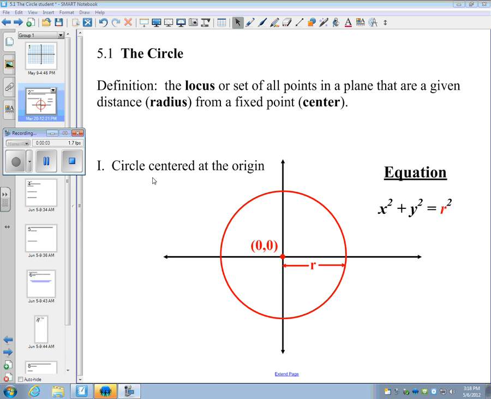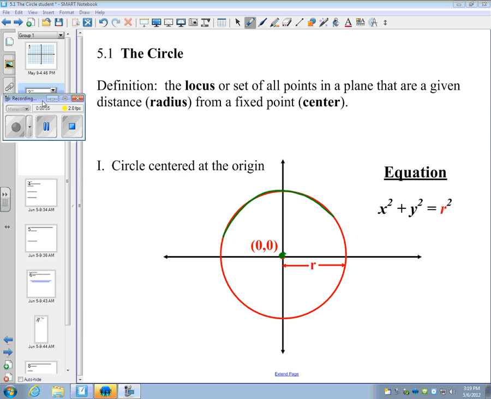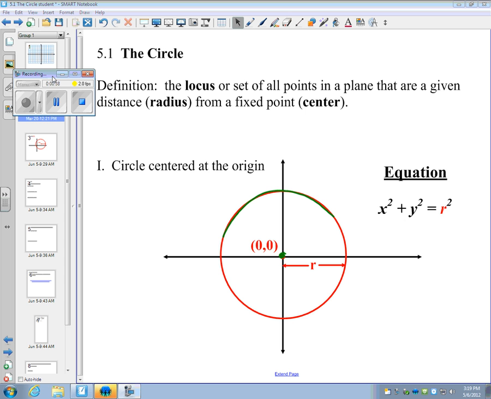Today we're moving on to conic sections, chapter 5, and we're starting with the circle. The definition of a circle is a locus, or a set of all points in a plane that are a given distance from a fixed point. So what we're used to seeing is x squared plus y squared equals r squared, where r is the radius. Every single point on this circle is the same distance away from a fixed point, and that distance is r. This is the general equation when the center is at 0, 0.